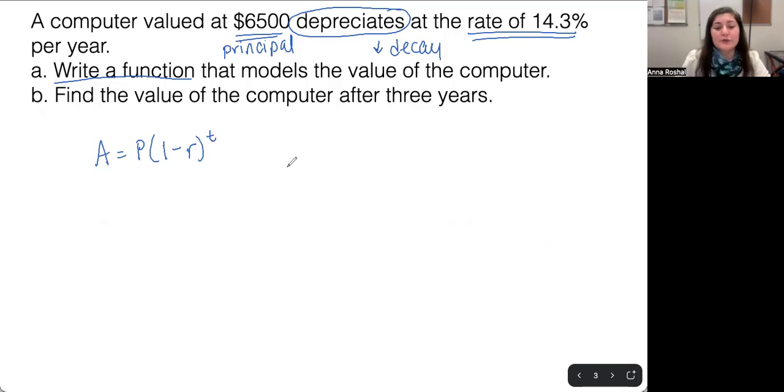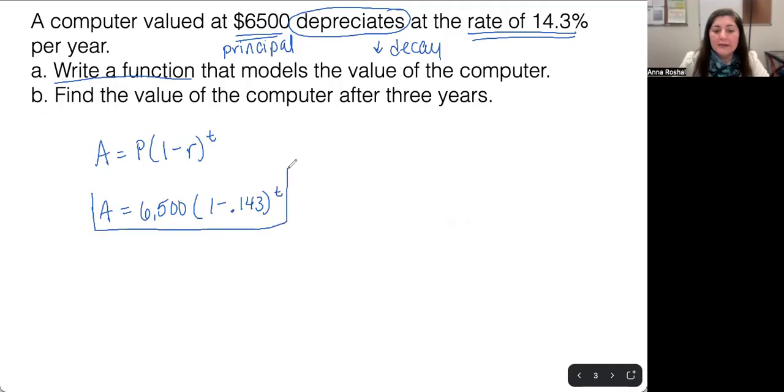So this is the original formula that I need to replace information for. I don't know my final, but I do know my principal is 6,500. I know I'm going to subtract 0.143, and it's going to be to the t power. I can leave this as is, no problem.